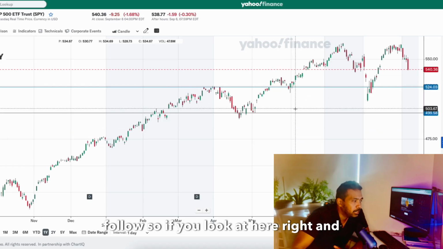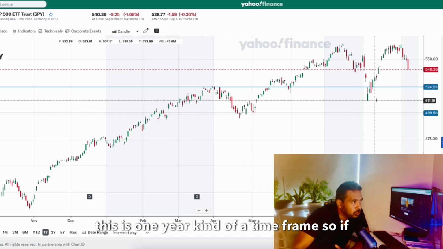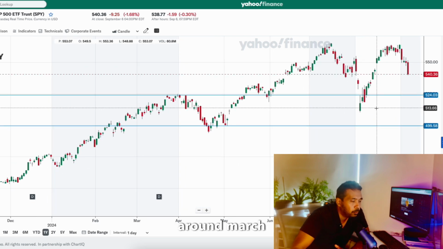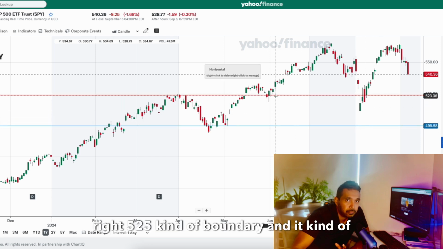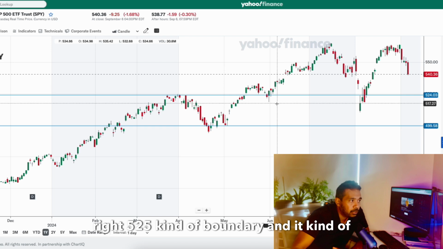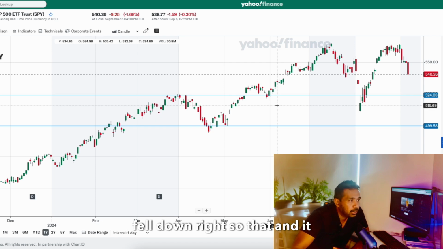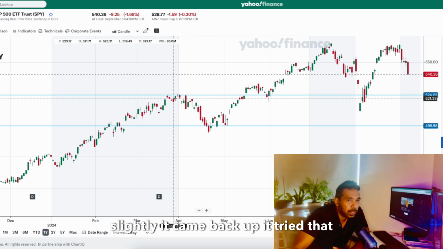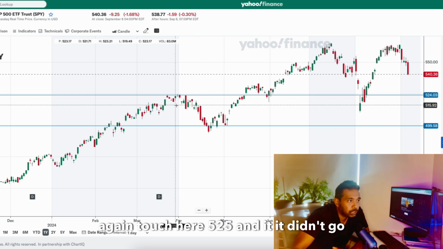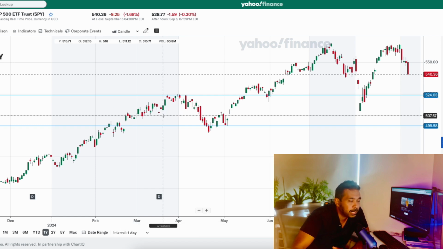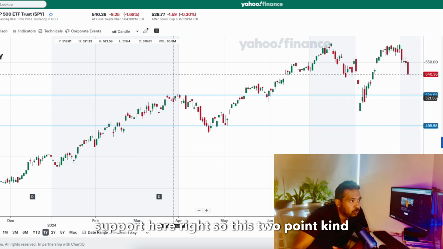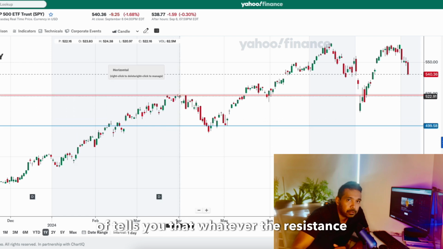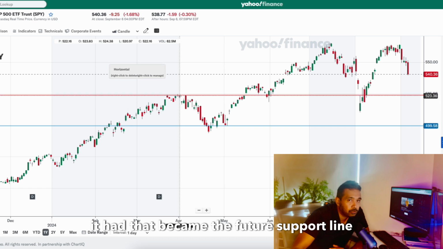So if you look here, this is a 1 year time frame. If you look closely, around March, SPY was struggling to cross this 525 boundary, and it fell down. Slightly it came back up, it tried that again, touched 525, and it didn't go below that. So basically the resistance that it had became the support here. These 2 points tell you that whatever resistance it had became the future support line.